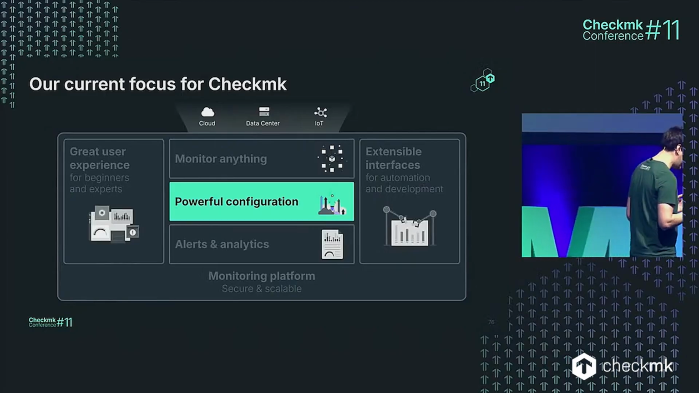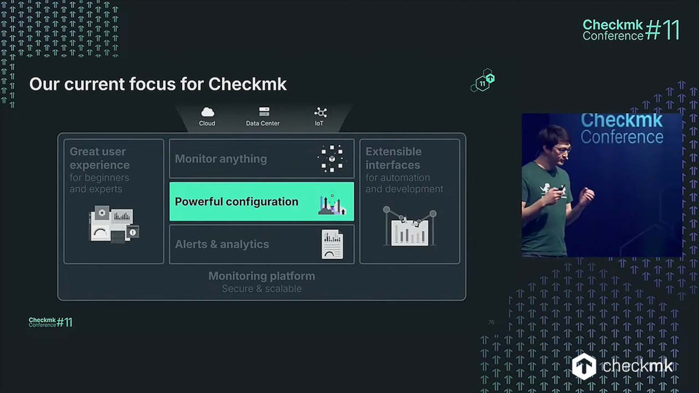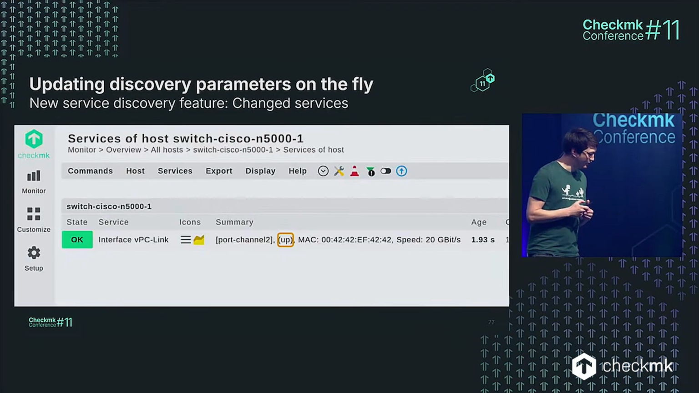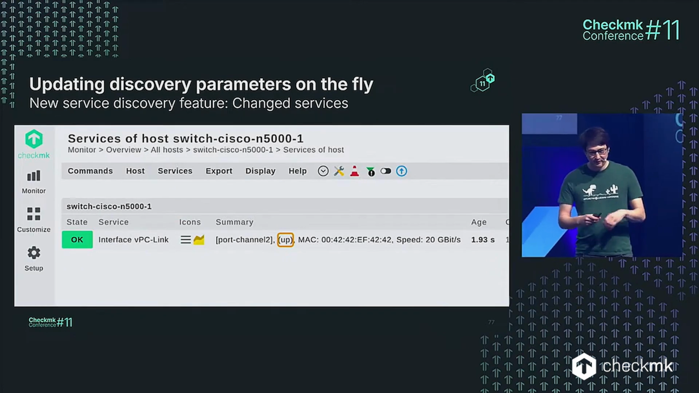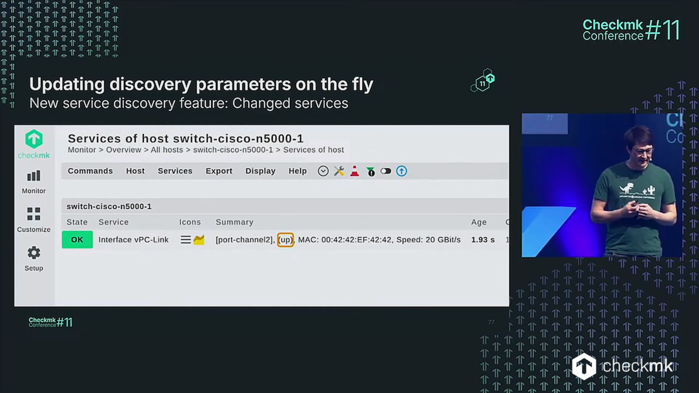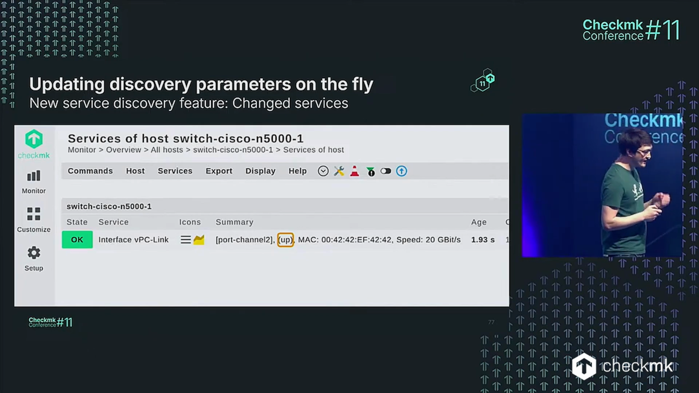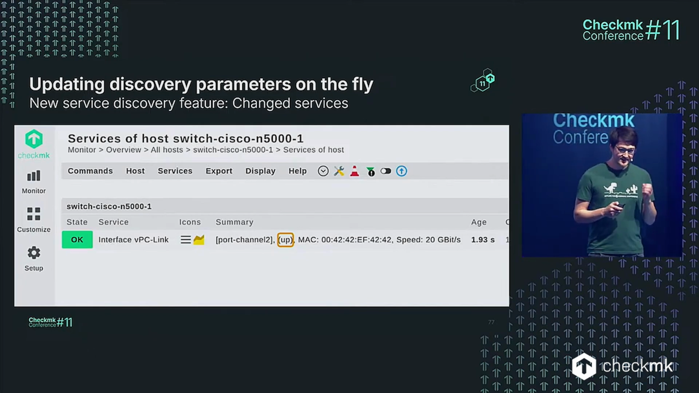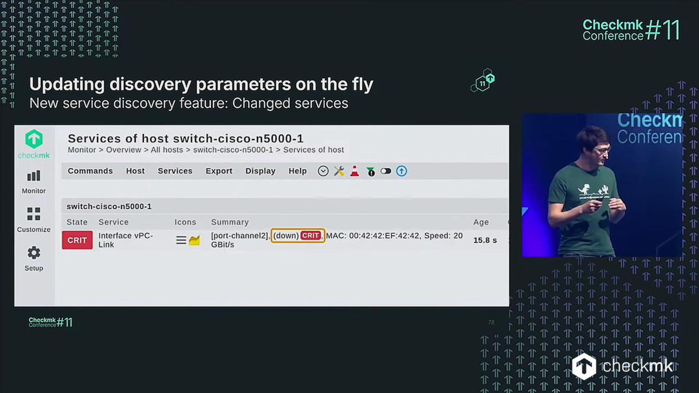Now let's go into configuration. And for configuration, we did work on one feature which was requested by a lot of you. And that is around updating discovery parameters on the fly. And if you're not in the depth of Checkmk, you will be like, what is that? So I have to basically explain that a bit. If you have, for example, an interface, the first time we monitor that interface, we save the state the interface was in. For example, it was up. And then, when there's a change in the interface state, for example, it goes down, we create an alert.